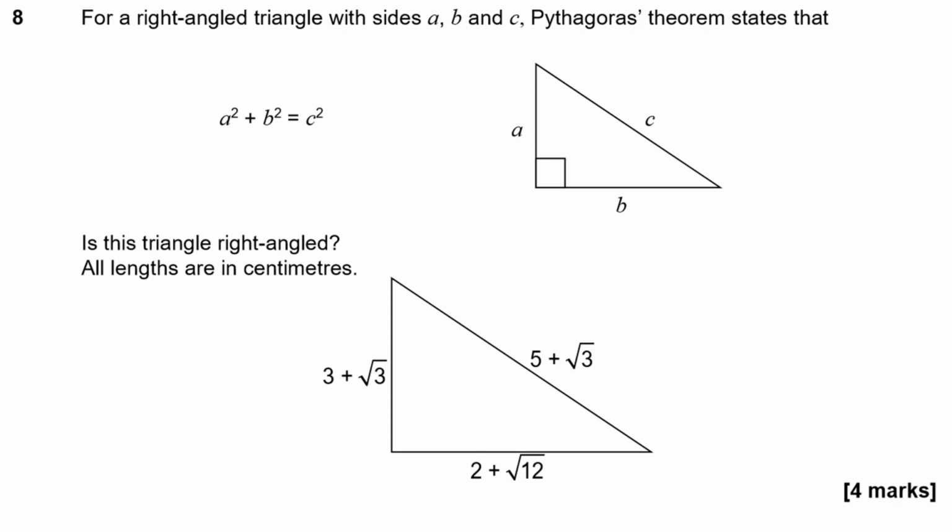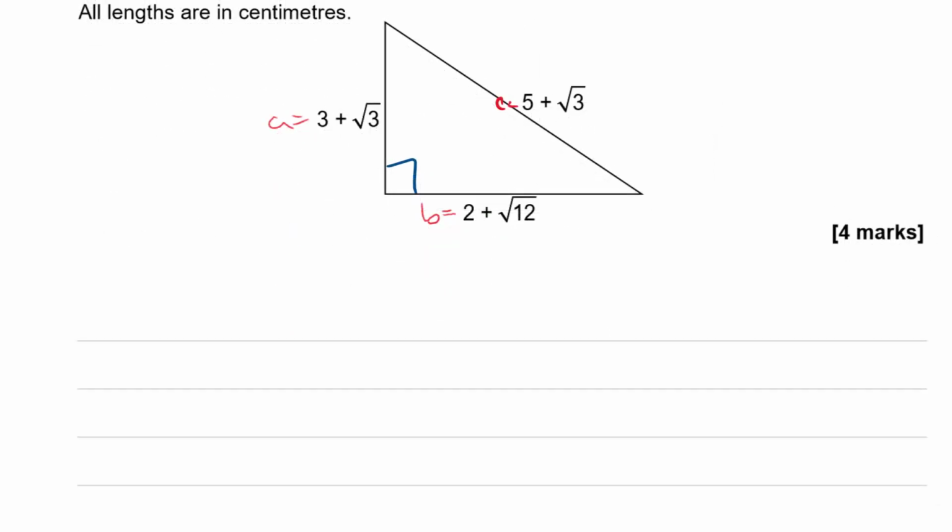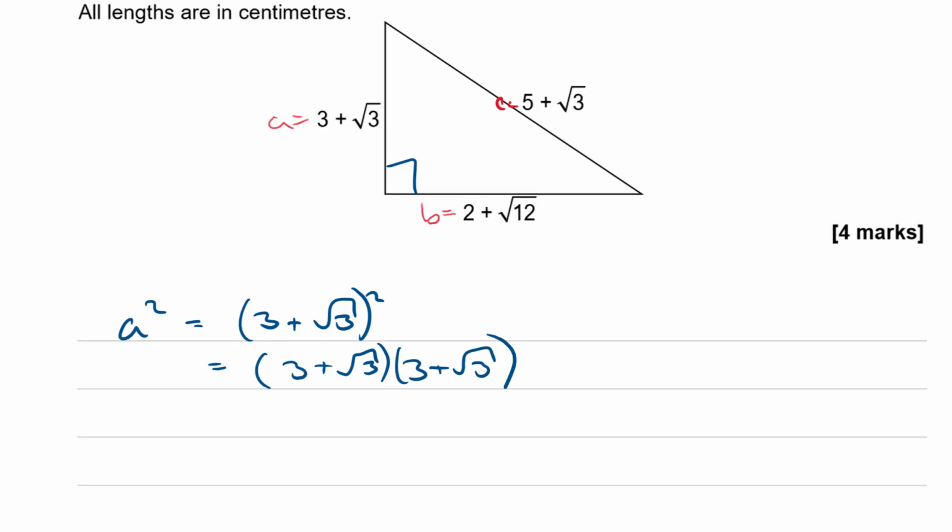Okay, so if it is a right angled triangle, if this is a right angle, then Pythagoras' theorem is going to have to hold, isn't it? That a squared plus b squared is equal to c squared. So if we work out a squared plus b squared. That's a then, and that's b. Let's work out what a squared plus b squared is and see if it is actually equal to c squared. Okay, that's my plan anyway. So let's take a squared. A squared equals, well, it's going to be 3 plus root 3 all squared, isn't it? Which is the same thing as 3 plus root 3 times 3 plus root 3.